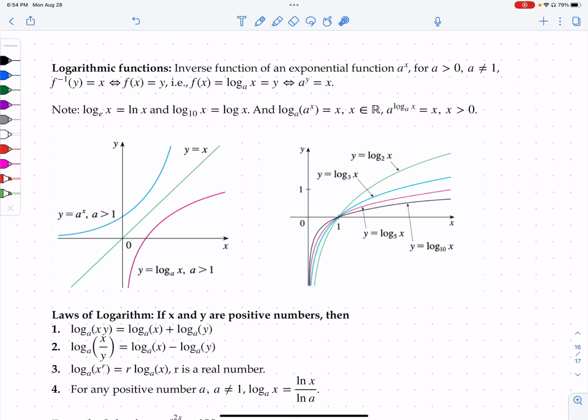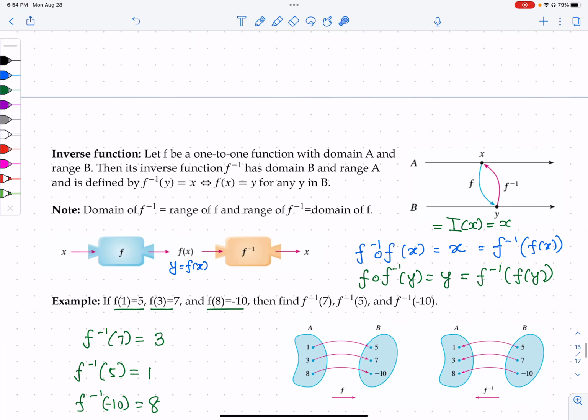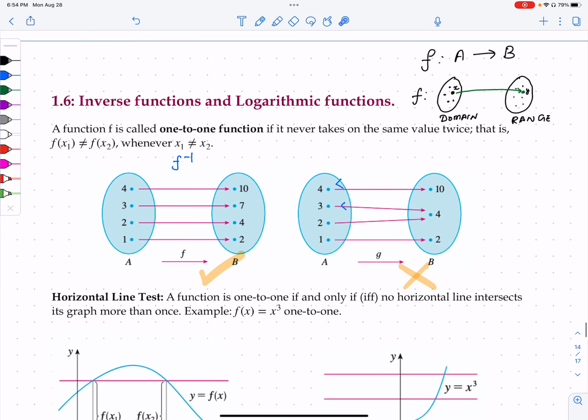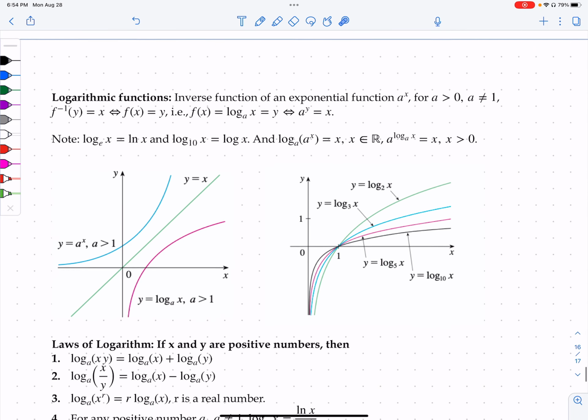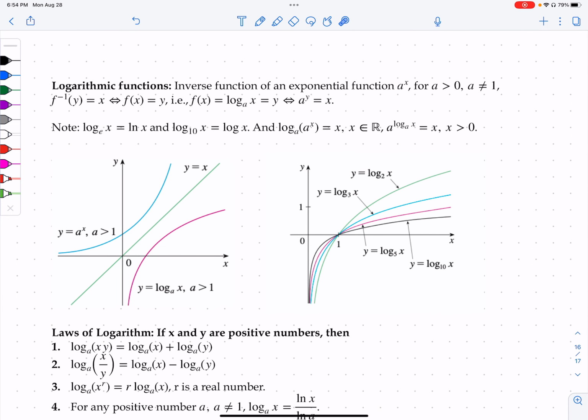In this video, let's take a look at the logarithmic functions. We talked about earlier, logarithmic functions are inverse functions of exponential functions, right? You can watch the previous video for more about that. So what is a logarithmic function? It's actually an inverse function of an exponential function.